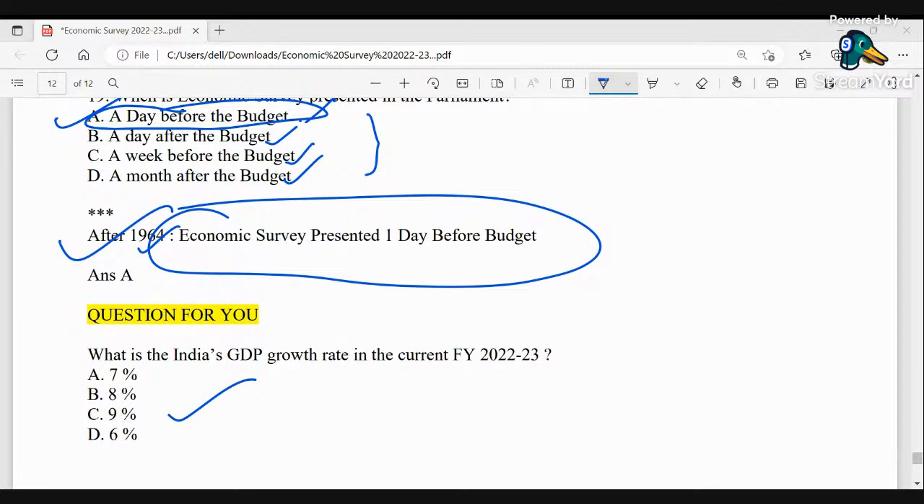So lastly, I want to tell you the answer. What is India's GDP growth rate in the current financial year of 22-23? It is around 7%, so it is not 6%. So please do remember, I was basically confusing you just to know how many of you come up with the wrong answer.